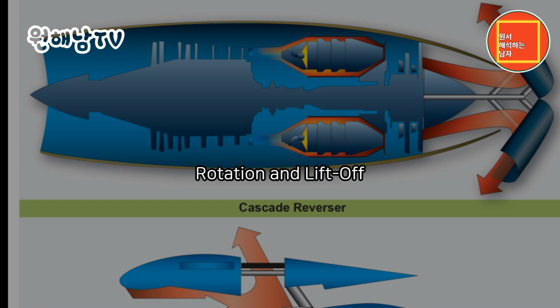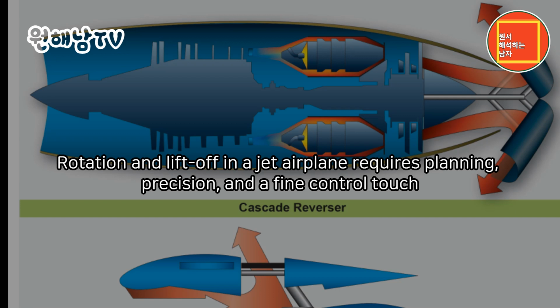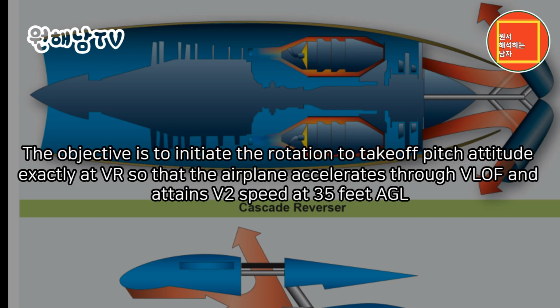Rotation and liftoff. Rotation and liftoff in a jet airplane requires planning, precision, and a fine control touch. The objective is to initiate the rotation to takeoff.